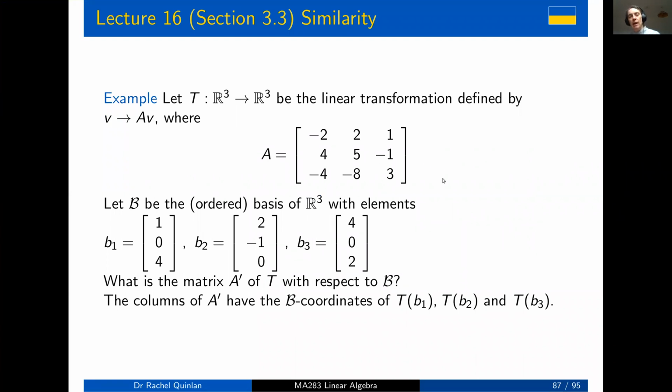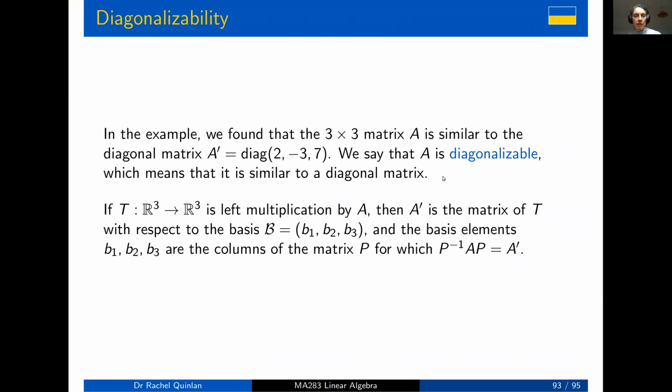So there was A, and we found that it was similar to the diagonal matrix A dash, with diagonal entries 2, -3, 7. So just two things. The notation DIAG with some list of numbers is a standard notation in matrix theory for a diagonal matrix. You just list the diagonal entries, and the entries away from the main diagonal are 0. The other thing is that because A is similar to a diagonal matrix, the term we use to describe that property is that A is diagonalizable.